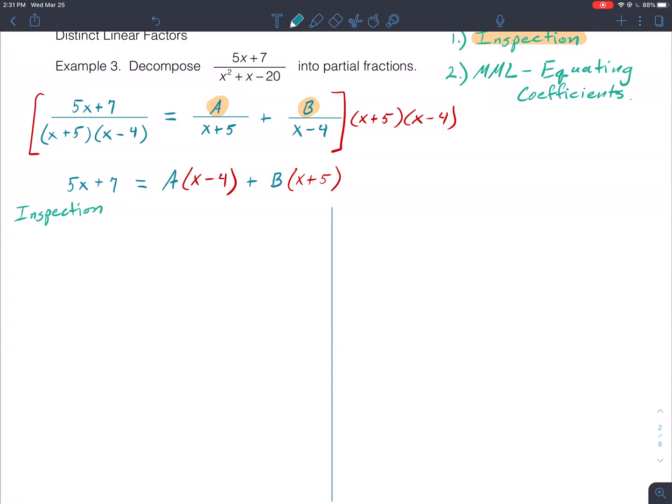What we do to solve by inspection is we begin by choosing numbers to plug in for x that will simplify this equation for us. Again, you're just going to inspect this equation that we're dealing with. This is where we are. Just go, okay, I can make this equation a lot simpler if I let x be anything I want. Anything.